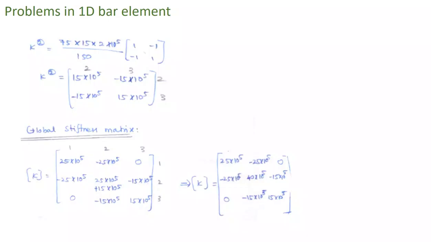Then we want to assemble the global stiffness matrix from both the equations. So 25 into 10 to the power 5, minus 25 into 10 to the power 5, 0; minus 25 into 10 to the power 5, 25 into 10 to the power 5 for node 1 plus 15 into 10 to the power 5 for node 2, and then minus 15 into 10 to the power 5; 0, minus 15 into 10 to the power 5, 15 into 10 to the power 5.